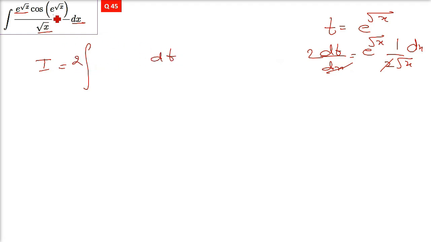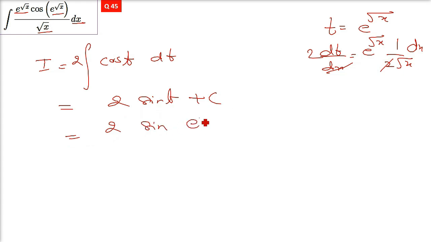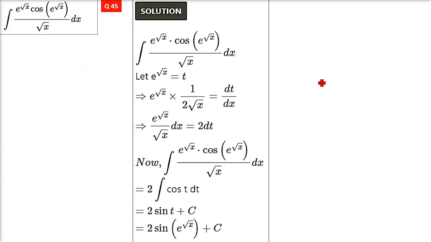That will be cos t, because it's cos inside e root x, which is cos t. What is the integration? Cos t is sin t, 2 will remain there. In place of t, write e root x. So 2 sin e root x plus constant of integration. That's your final result. Now how are we going to write it? It's in front of you. You can try it yourself also.